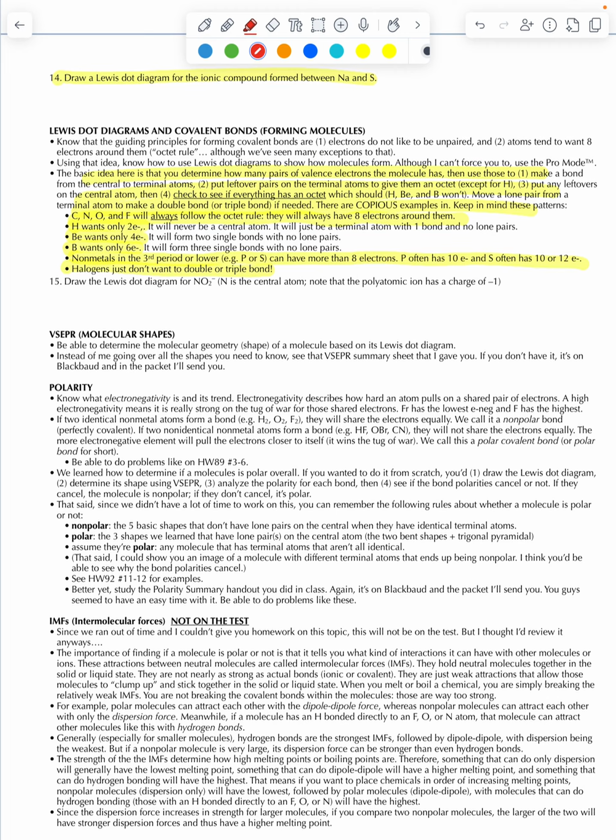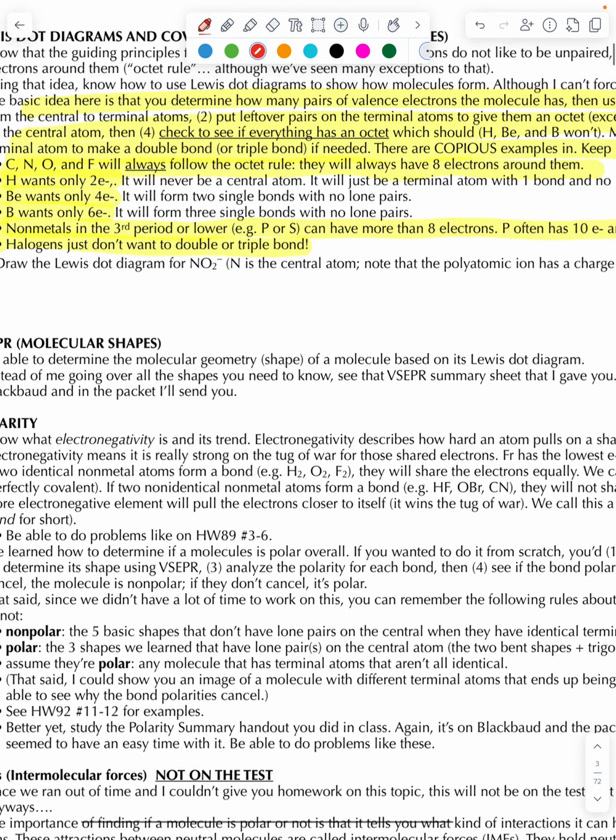I kind of lied. Let's go ahead and do this one just for a little practice. So just for a little practice, how we do this is we count up the valence electrons. So nitrogen has 5 valence electrons. Each oxygen has 6. But since it's a negative ion, we need to add one more. It has an extra electron. So that's 18 electrons, right?